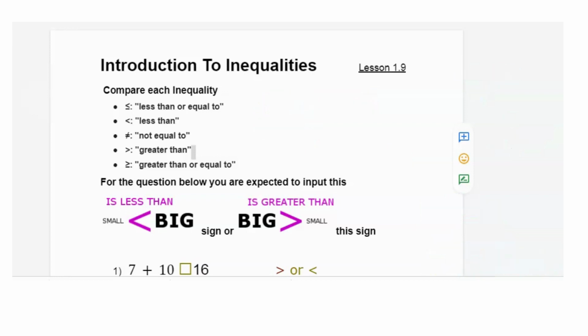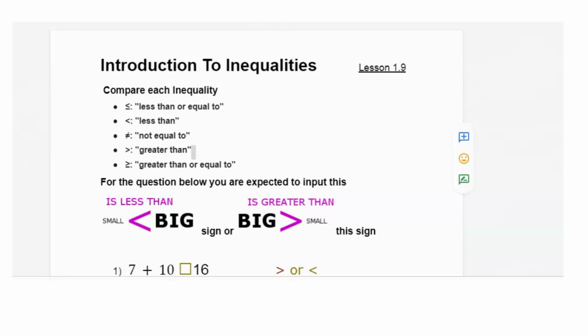Okay, so let's go ahead and answer some questions. Hopefully this thing will come down. Now you have question number 1, which says 7 plus 10 equals to 16. No, not equals to 16. They say 7 plus. What is 7 plus 10?